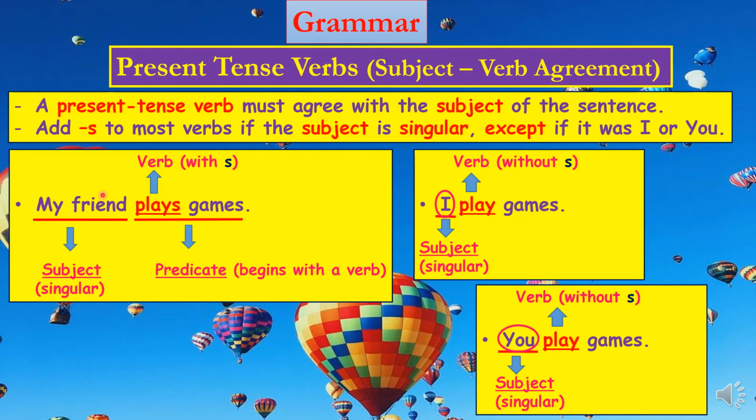We only add s to all the singular subjects except if the subject was I or you, even though I is singular. We are talking about only me. So I play games, although I is singular, but we do not add s to the verb because the subject is I. Also, you play games, although if we were talking to only one person, we do not add s to the verb because we have you.